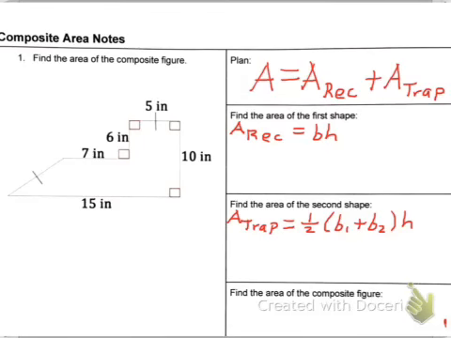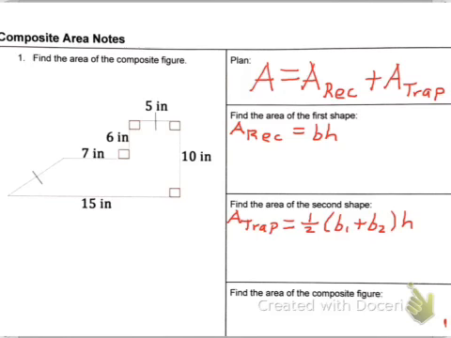Our next lesson in our unit on area deals with composite area. The word composite is defined as something that's made up of various parts or elements. So in these figures, you might notice that you've got more than one shape. If we can find the area of both the shapes, we should be able to figure out what our area is of the entire shape.